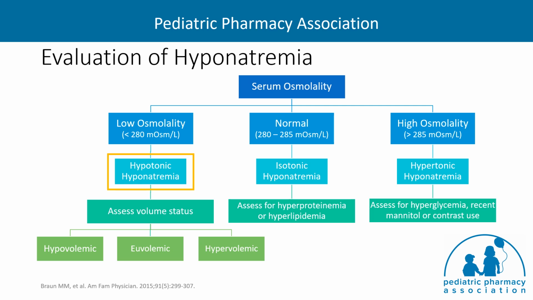Patients with high osmolality are considered to have hypertonic hyponatremia, and we should assess for hyperglycemia as well as recent mannitol or contrast use, which may be leading to false readings of their serum sodium. In cases of hyperglycemia, a corrected sodium should be calculated prior to providing any sodium for sodium correction.